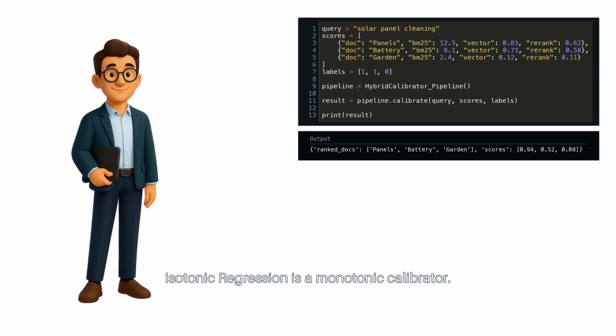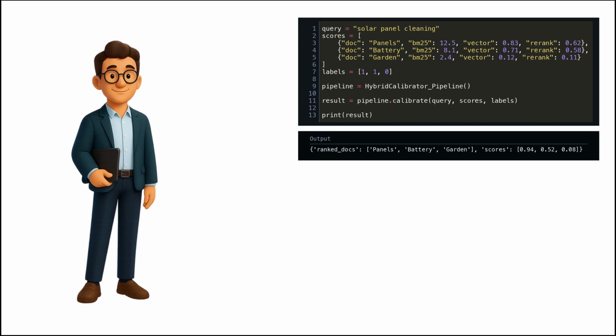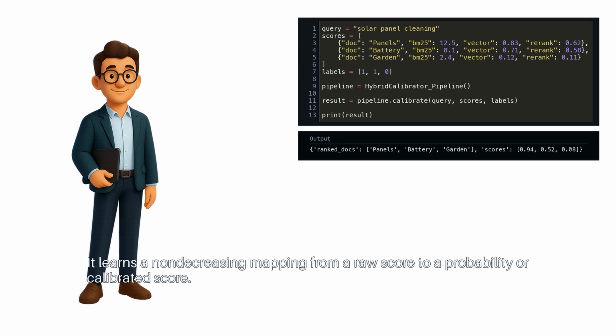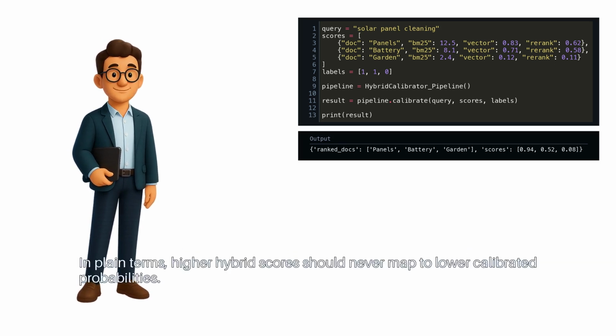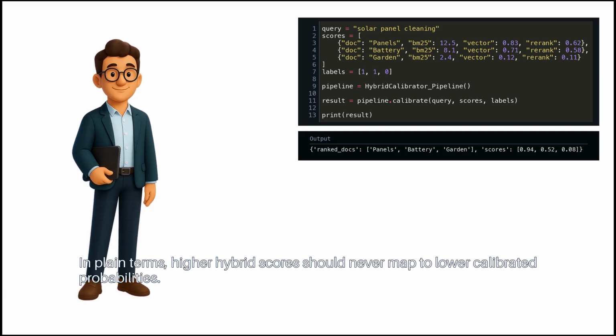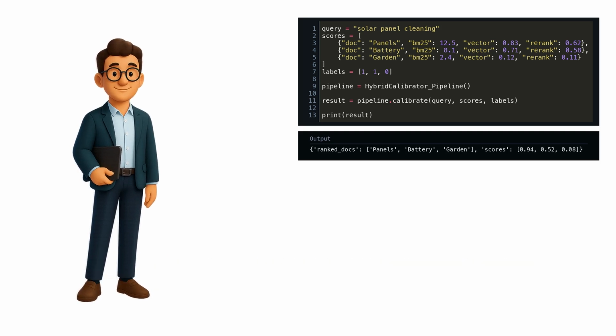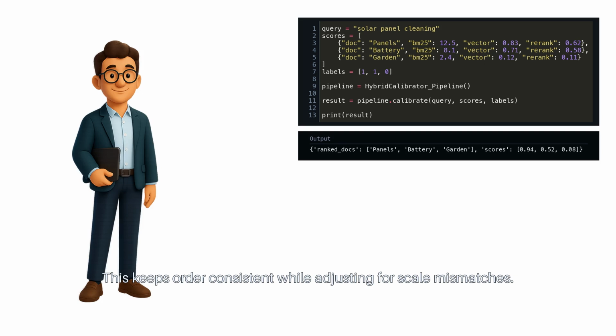Isotonic regression is a monotonic calibrator. It learns a non-decreasing mapping from a raw score to a probability or calibrated score. In plain terms, higher hybrid scores should never map to lower calibrated probabilities. This keeps order consistent while adjusting for scale mismatches.